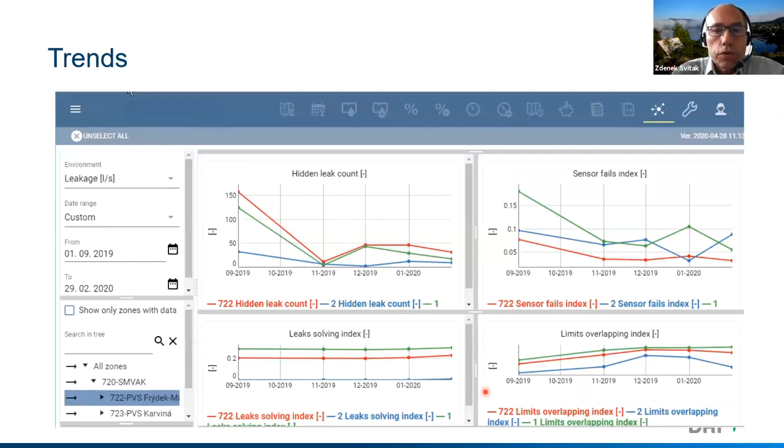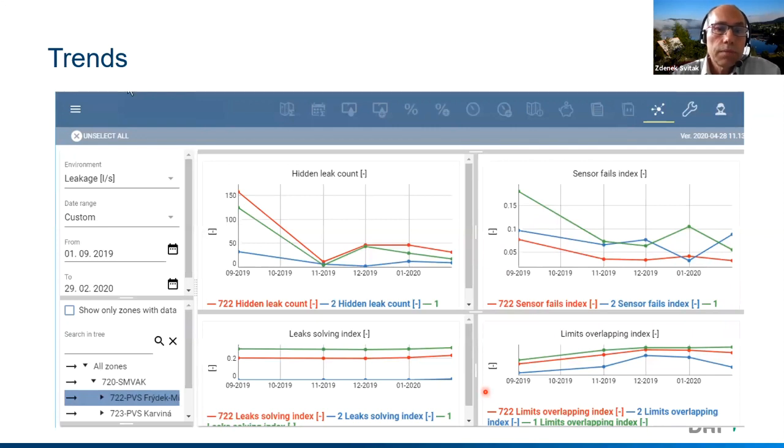Very important to get an overview about your long-term performance are trends. So it is important to see the long-term performance of the system and the processes of leakage detection management. So it means how the operators are able to, let's say, solve leakages, how long the workflow on events is taking. So usually what we get in trends is something like the performance of the system.